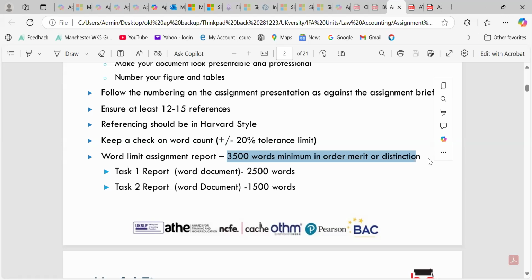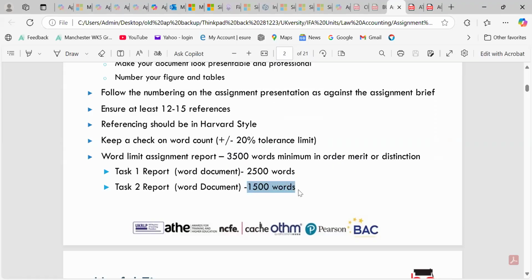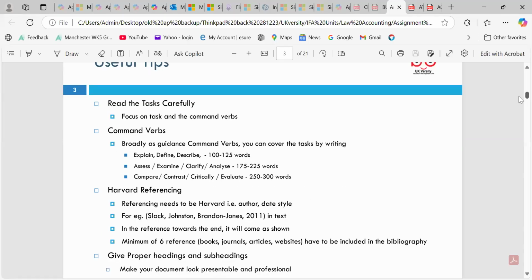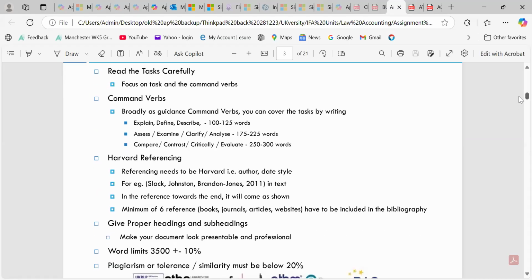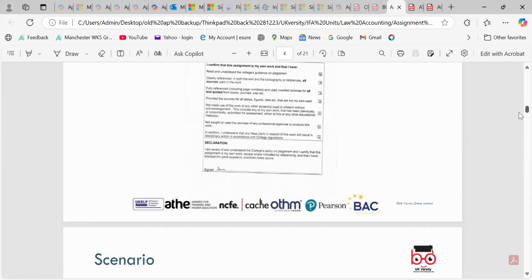But we don't need too many words. As long as we meet the criteria, that is absolutely fine. This is just guidance. Task one can be 2,500 words. Task two, because it's only a little assessment criteria we are assessing in this report, is 1,500 words. It can be 10% or 20% more or less, no problem. Please follow the command verbs, when we say explain, discuss, describe. The command verb document is uploaded on Moodle, our website, as well.